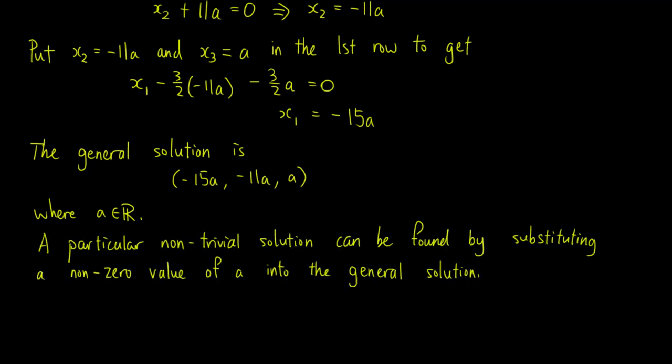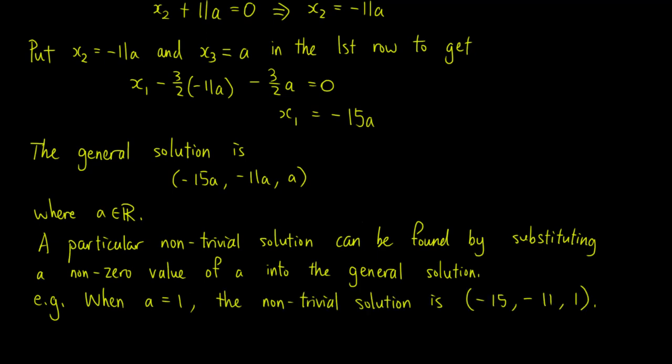Now, a particular non-trivial solution can be found by substituting a non-zero value of a into the general solution. For example, if I substitute a equals 1, we get the non-trivial solution (negative 15, negative 11, 1).